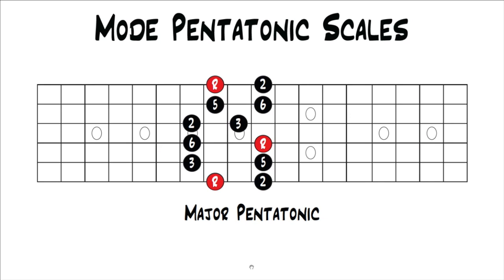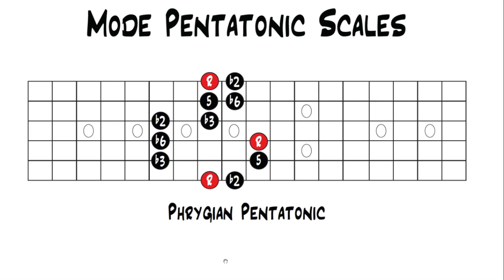Or if you're looking at Phrygian to get there from the major pentatonic scale, you would lower the 2, lower the 3, lower the 6. That would give you the Phrygian pentatonic scale.